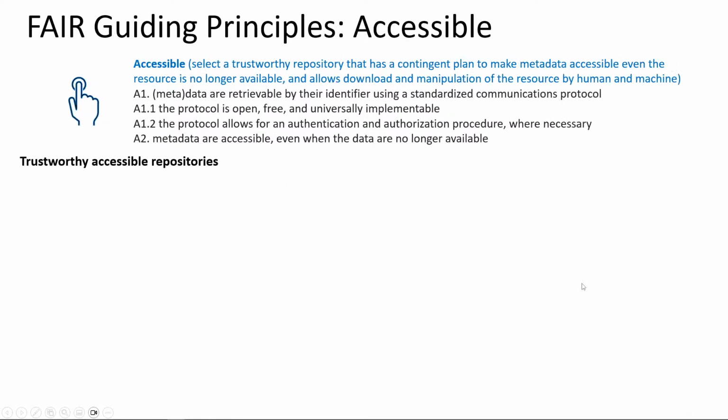How to make your data accessible? To make your data accessible, you need to have a trustworthy, accessible repository. There are different types of repository, so which repository will I choose for hosting my data? Of course, the first thing would be the funder and institution repository. If your funding agency tells you you need to share your data on a specific repository, then the question is answered. Then you share it on that specific repository.